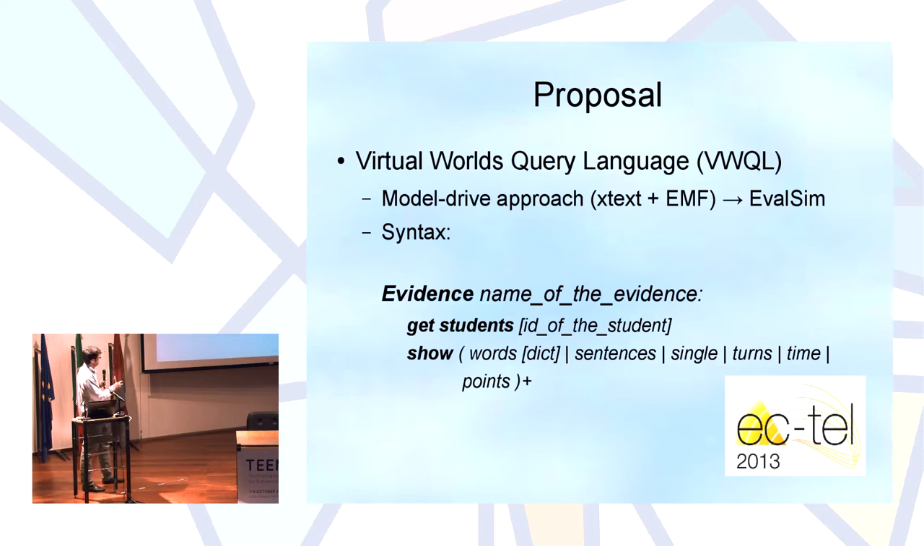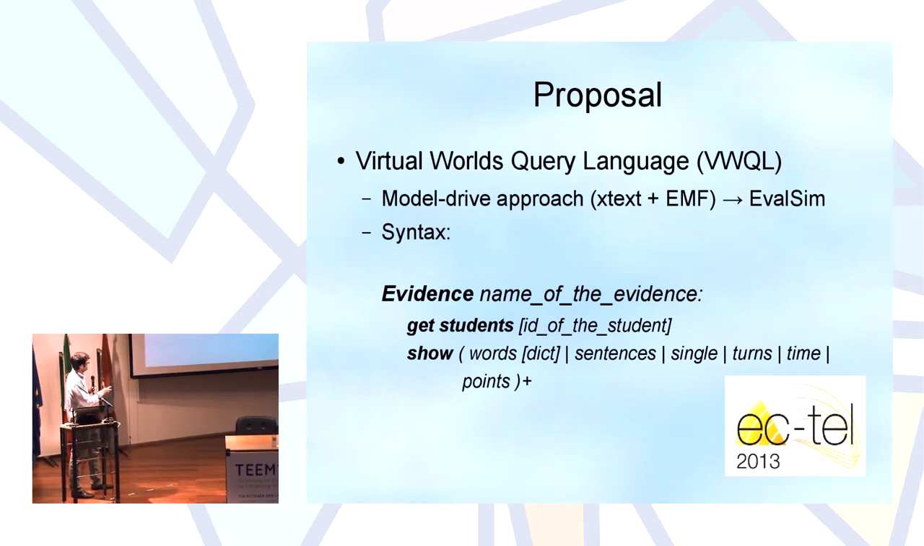So you have the evidence. You provide a name for the query, for the evidence. You have to say whether you want all the students, or only the information of some of them. And then you have to choose the different metrics you want to get: the number of words in a text chat, or the number of words from a certain dictionary that you can find in the text chat, the number of sentences, the number of single-word phrases, such as people saying no, yes, and things like that, the number of turns the students have taken, time playing, and points achieved.